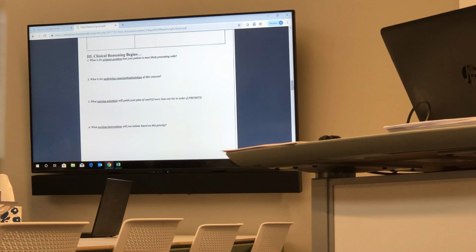Now the clinical reasoning begins. You've collected all this data and you've said, why is this important? Now we're going to start using our reasoning. And it says, what is the primary problem that your patient is most likely here for? I got all this data I've collected, but why are they here?